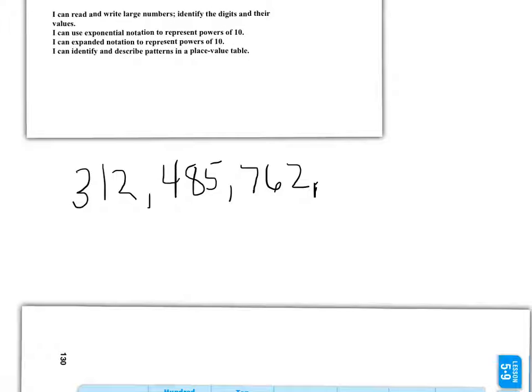So, okay, I can read and write large numbers, so should you be able to do this? Yeah, you should be able to do this one from our last lesson. So you should be able to read it as 312,485,762. You should be able to know that this is the 100 million place, this is the 10 million, this is the million, sorry. This is 100,000, 10,000, 1,000, the hundreds, tens, ones.